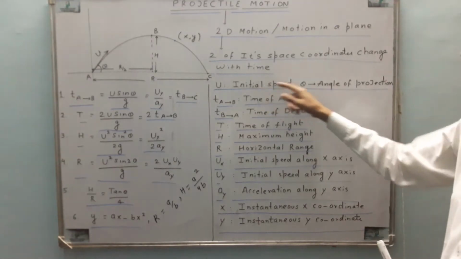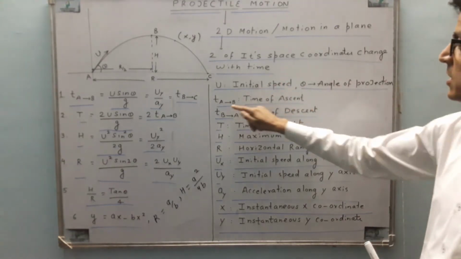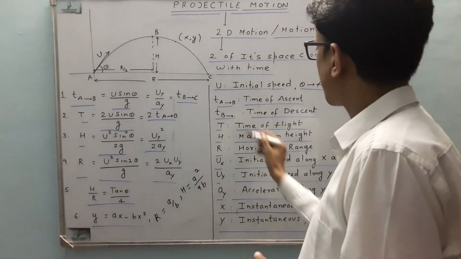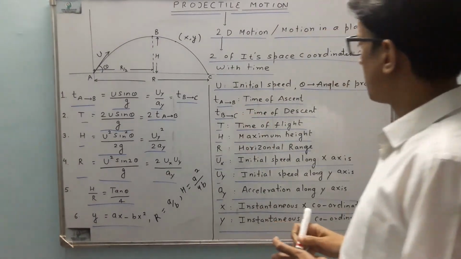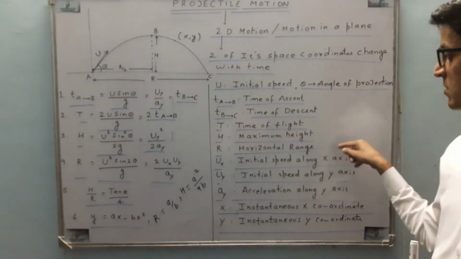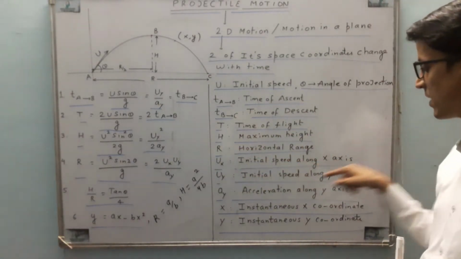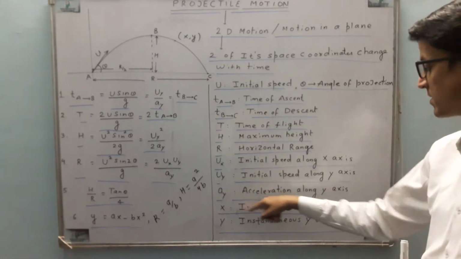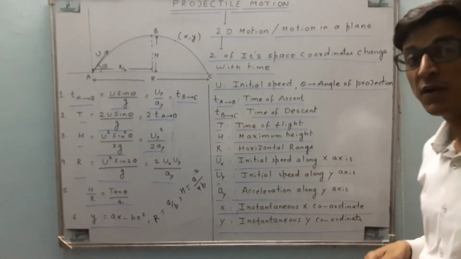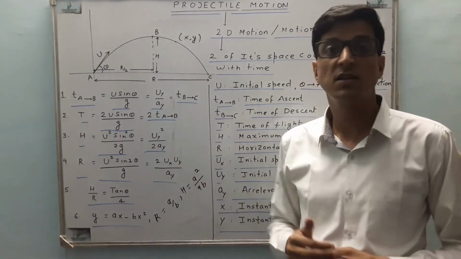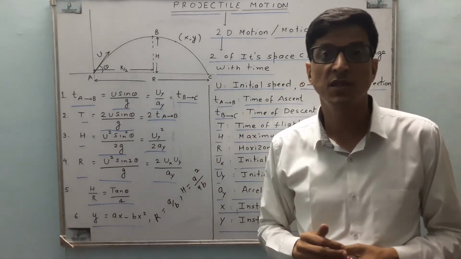So u is the initial speed, theta is the angle of projection, T_AB is the time of ascent, T_BC is the time of descent, capital T is the time of flight, capital H is the maximum height, R is the horizontal range, ux is the initial speed along the x-axis, uy is the initial speed along the y-axis, ay is the acceleration along the y-axis, x is the instantaneous x coordinate, and y is the instantaneous y coordinate. So this is the information related to projectile motion.